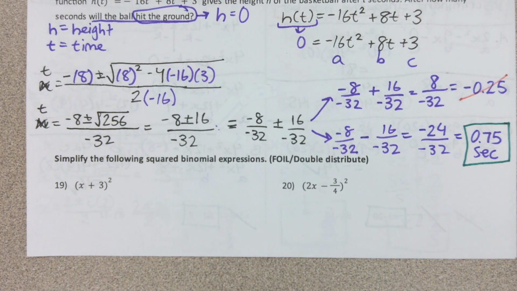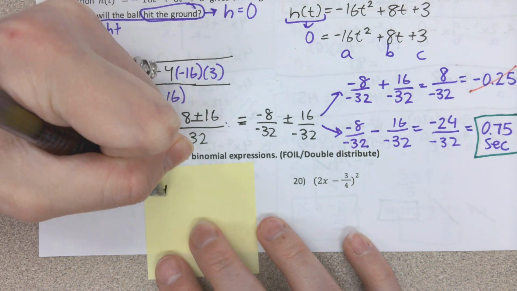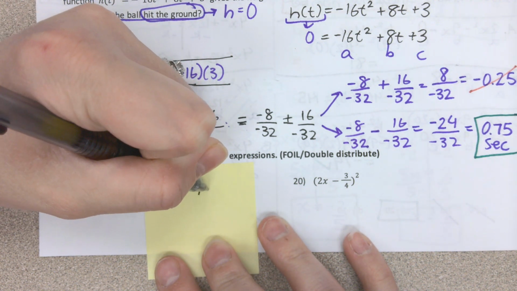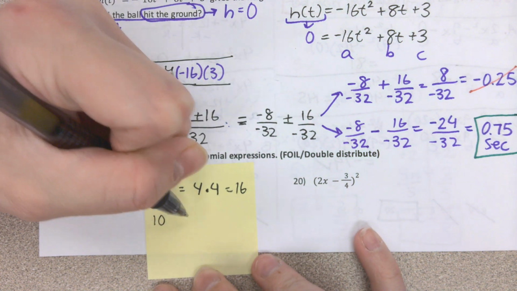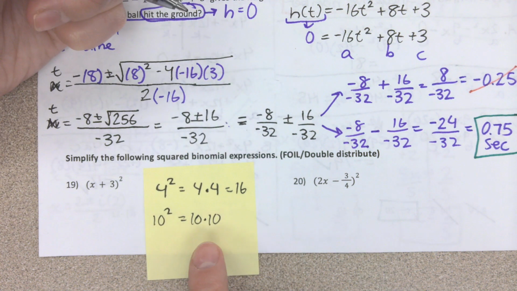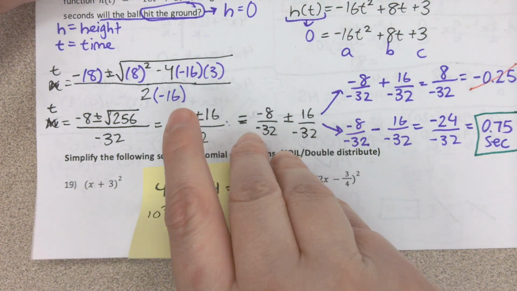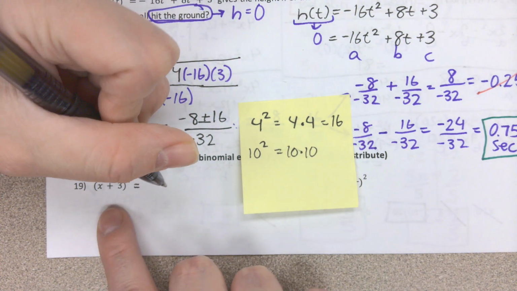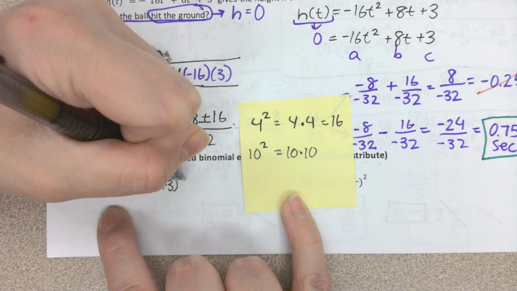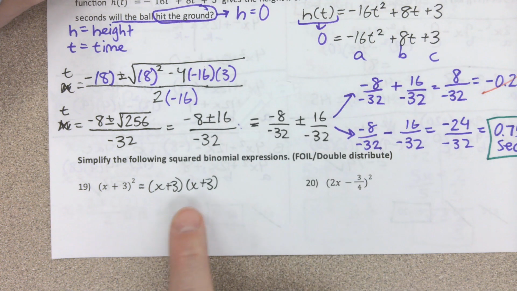I'm going to do a simpler example to show you the concept here. If we have 4 squared, we understand that is 4 times 4, which is 16. Or if I had 10 squared, then that's 10 times 10. It's just multiplying by itself, right? Well, this works for this too. If you have x's and stuff involved, it's still the same concept. This is x plus 3 times x plus 3. You write it twice.